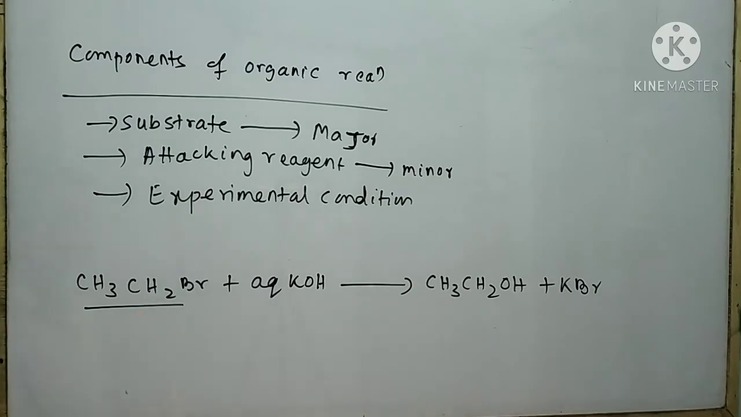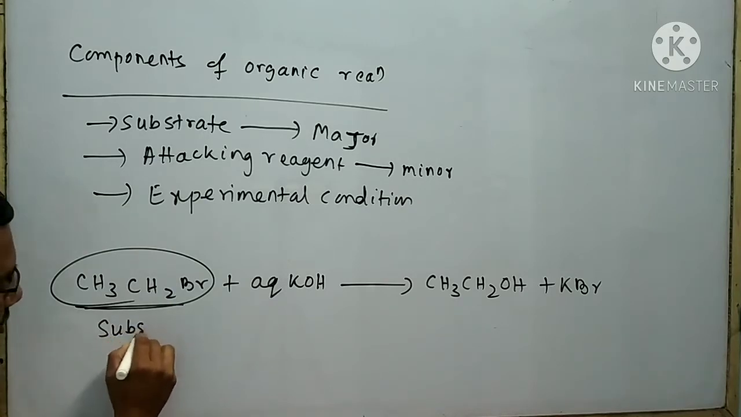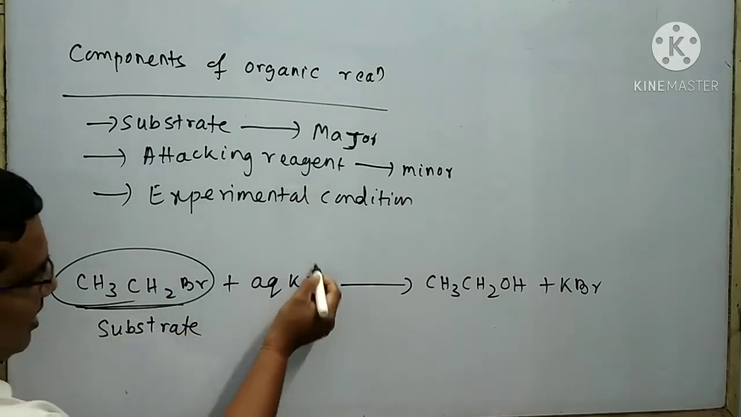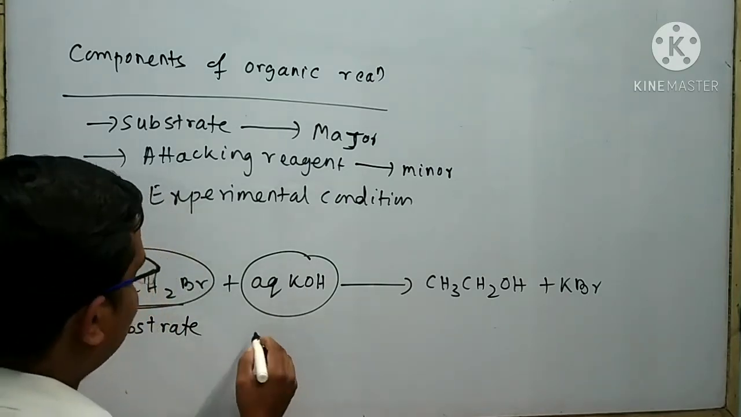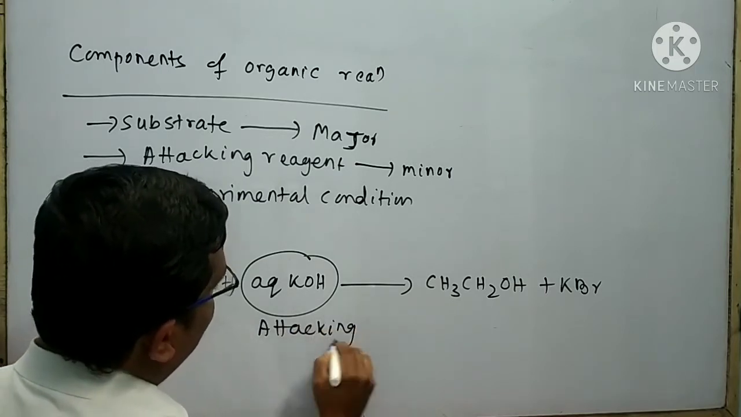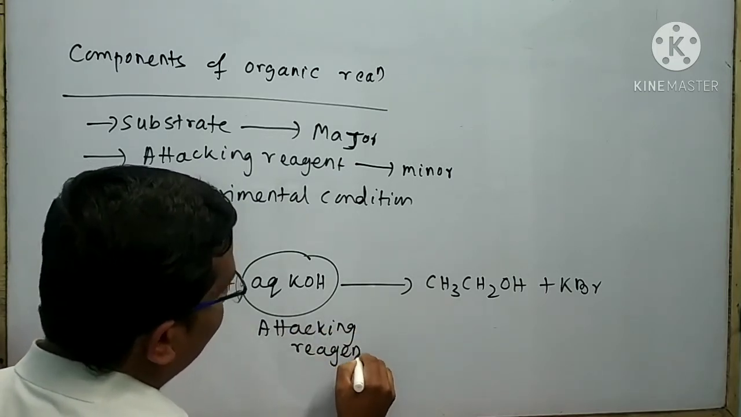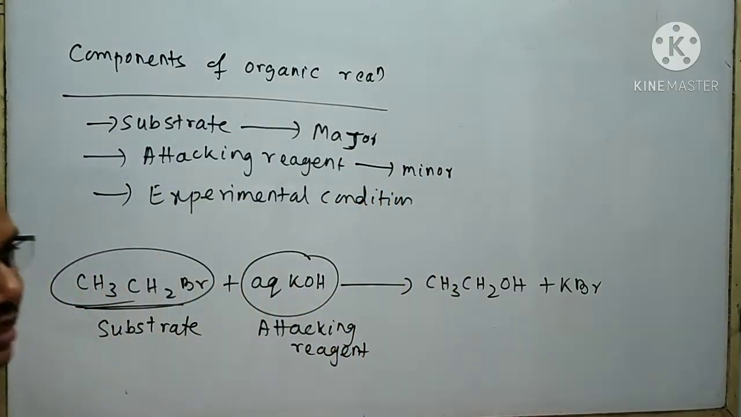In this reaction, ethyl bromide is the major component, so it is said to be the substrate. Aqueous KOH is the minor component, so it is said to be the attacking reagent. Next, I will discuss the attacking reagent.